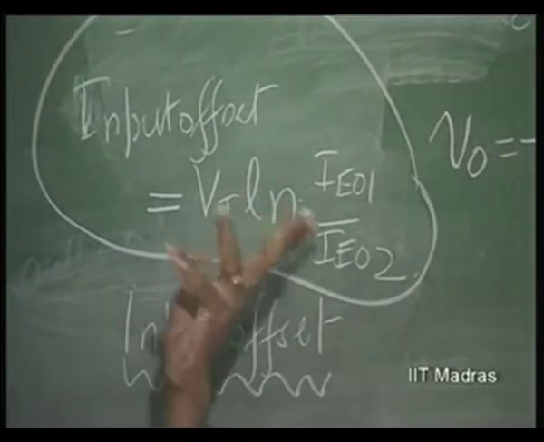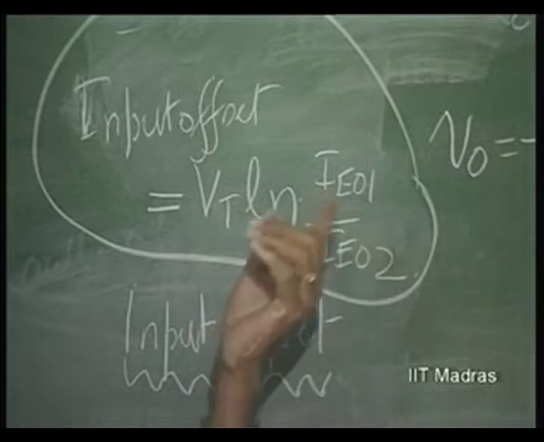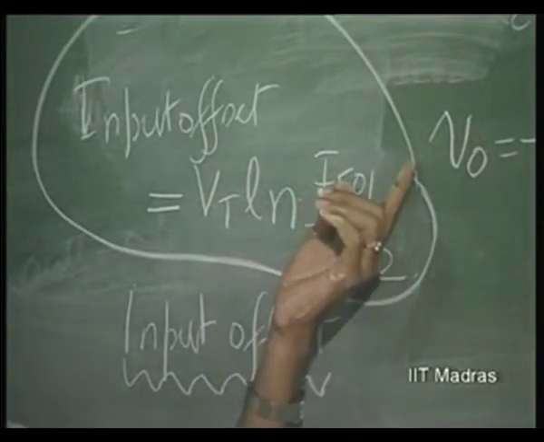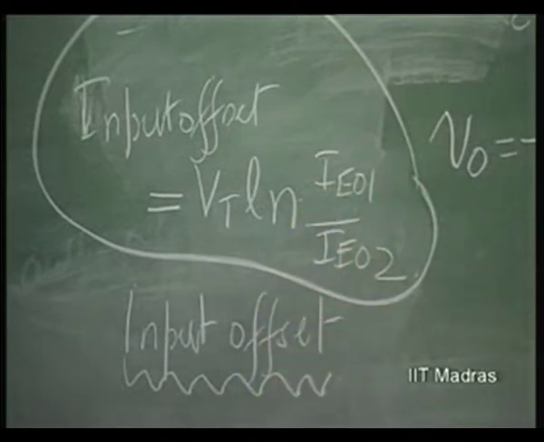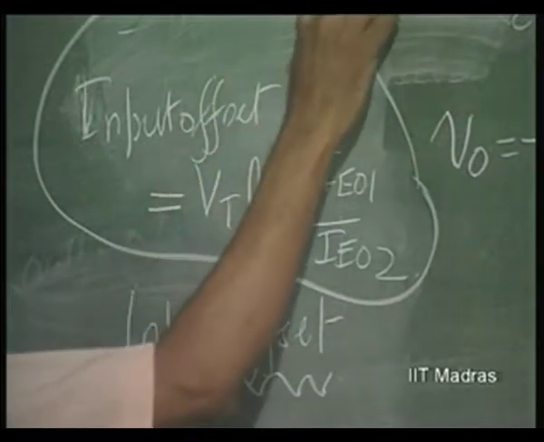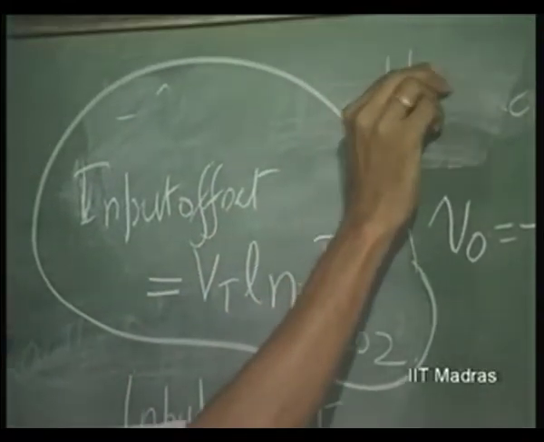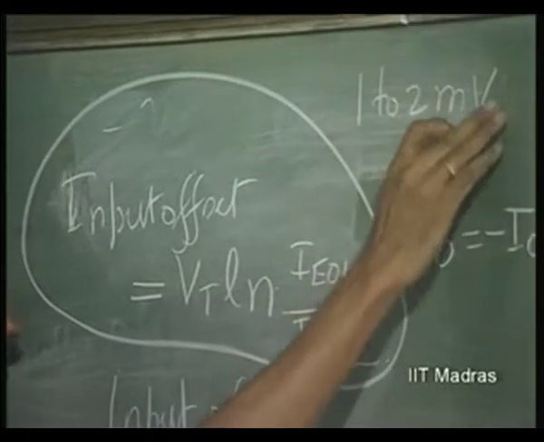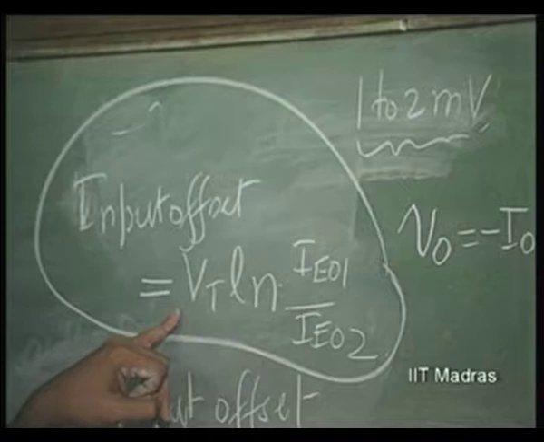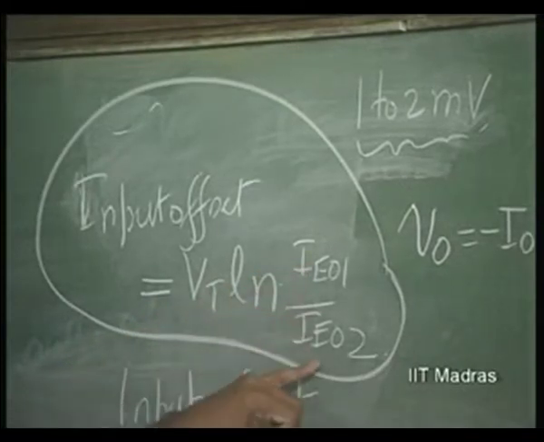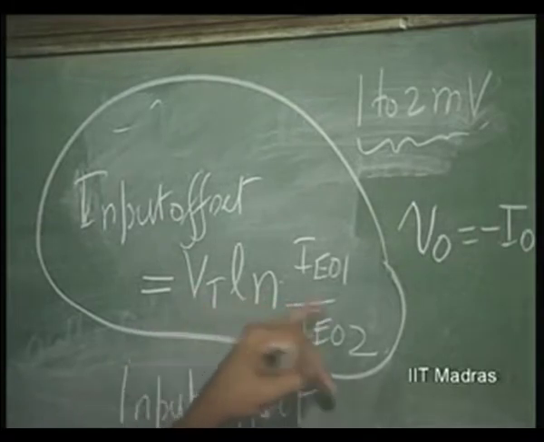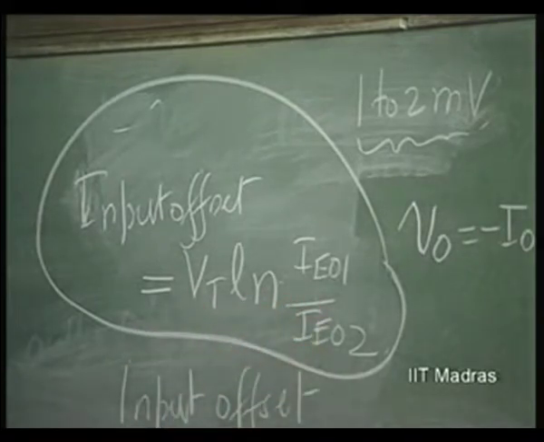So it may be positive or negative depending upon whether IE01 is greater than IE02 or less than IE02. The order of this is typically about a few millivolts, say 1 to 2 millivolts typically, because VT is about 25 millivolts, and IE01 by IE02 is practically close to 1. That means log of 1 is pretty close to 0.